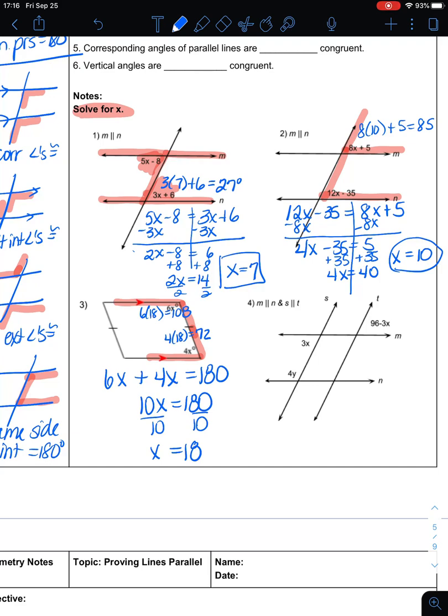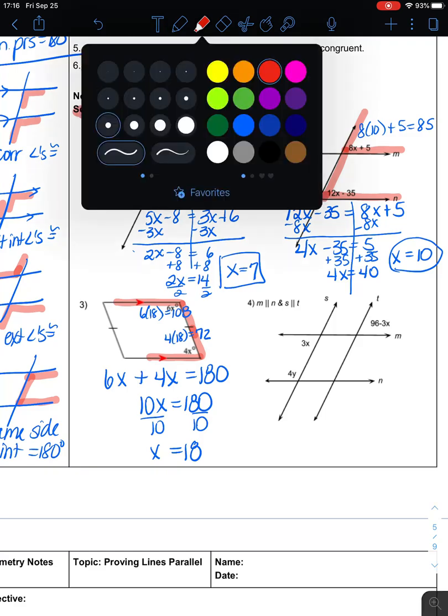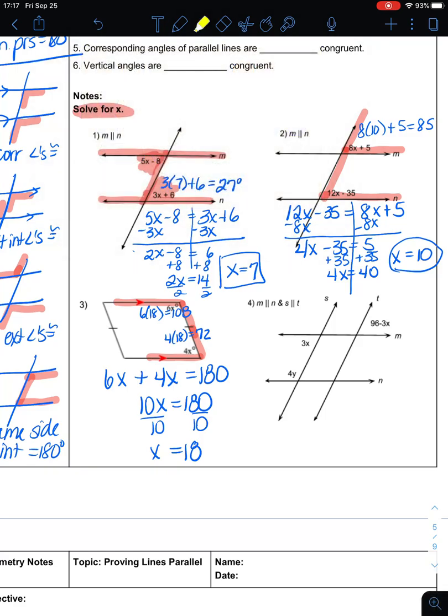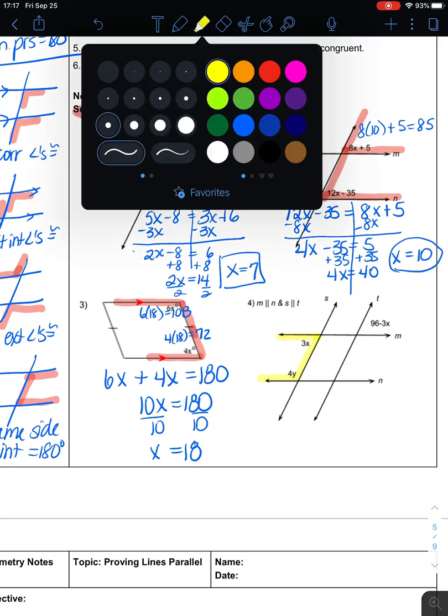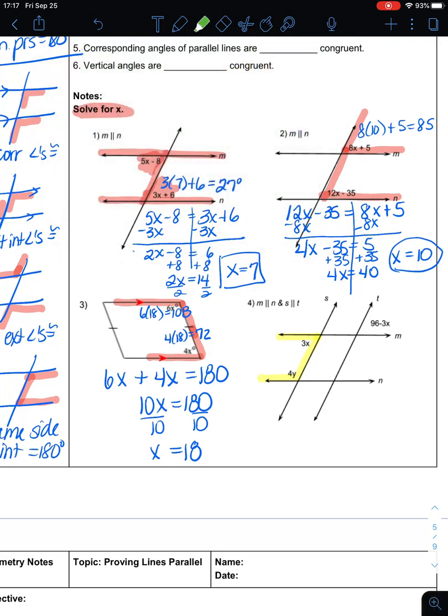Now in number 4, I have 2 sets of parallel lines, and so I want to look. Now, you might just notice this and be willing to just make some observations and look at them. And so I look, okay, the first thing I see is these 2 angles right here. But here's the problem. I have 3x and 4y. The problem is I have 2 variables. So that's kind of ugly. I don't want to deal with that. So I'm going to see if there's anything else that I can do.